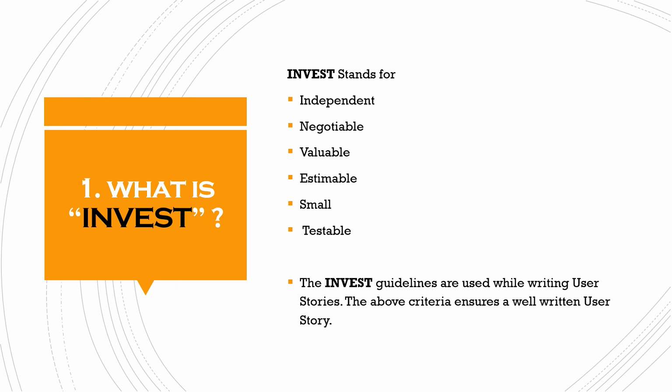Independent. It talks about the user story being independent of the other user stories. Dependency between user stories create complexity, and wherever possible, we should maintain user stories independent of the others. Negotiable. This talks about having a conversation with the team and trying to work out the details of the story accordingly. Valuable. This talks about the user story creating value to the end user, be it the customer or be it the staff who are working with the application.